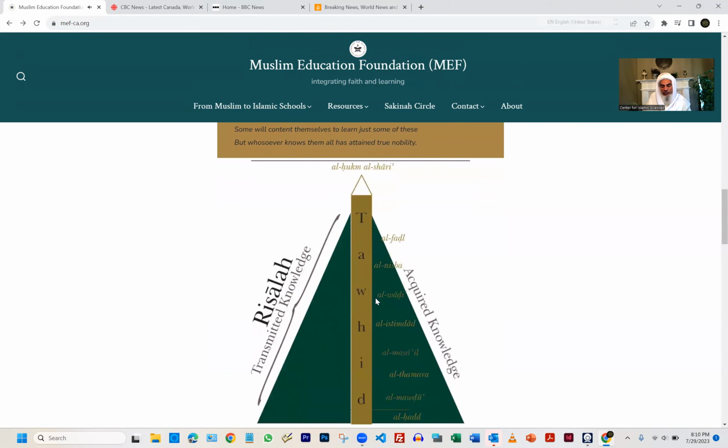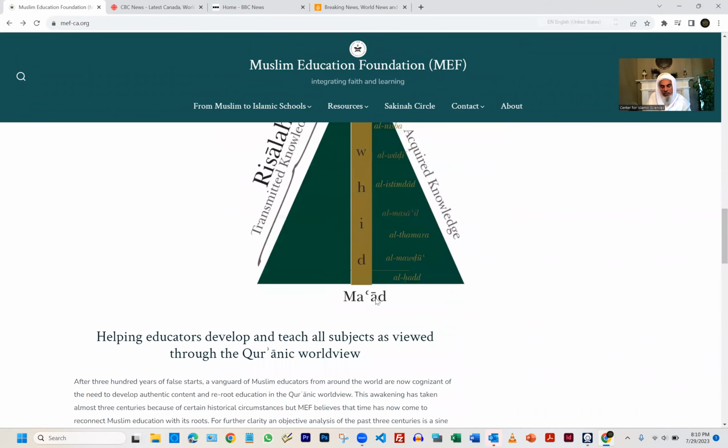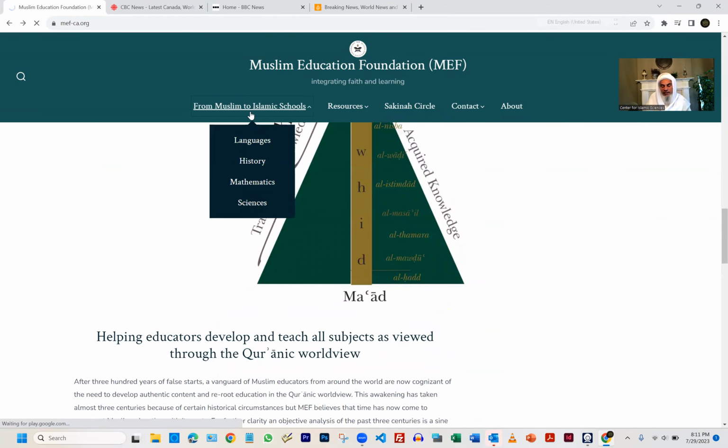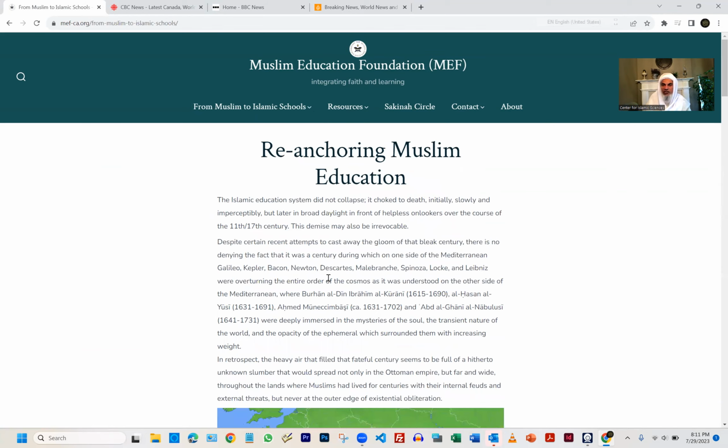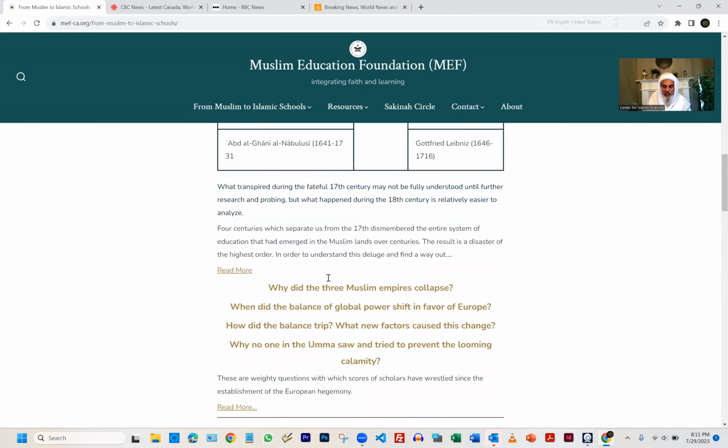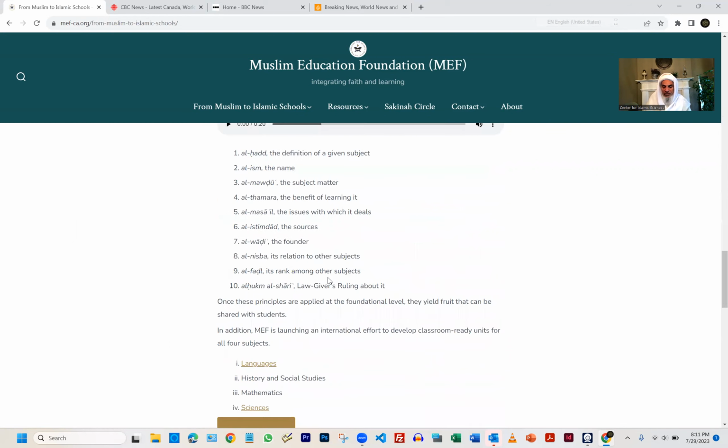Now, if we apply these fundamental principles, then we can perhaps convert these thousands and thousands of Muslim schools into Islamic schools. And al-had is the definition of a given subject, a given branch of knowledge. Al-ism is the name, and all the other 10 principles that we have. But inshallah, the first principle is enough for us to begin conversations about teaching science from the Quranic perspective.